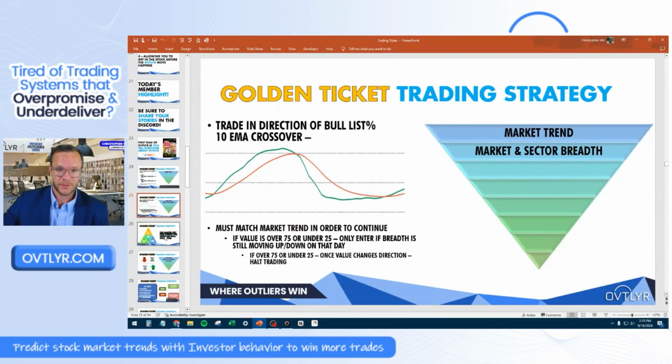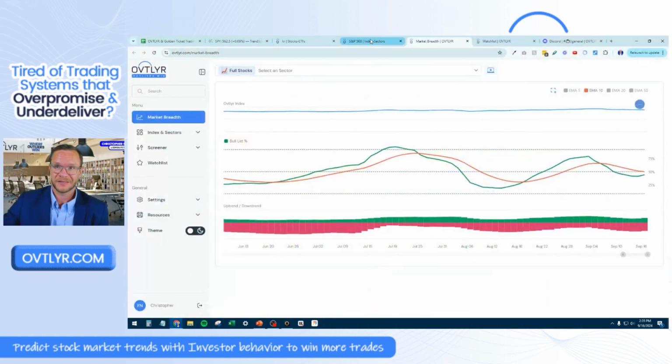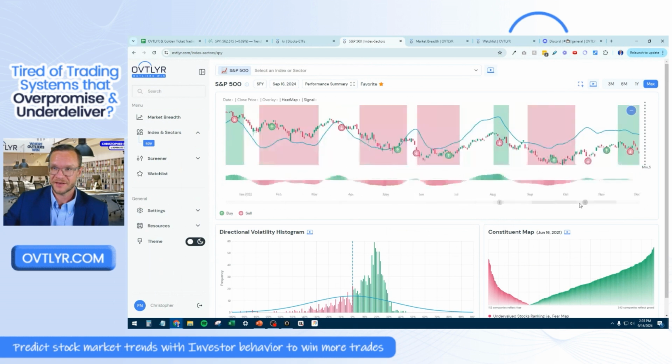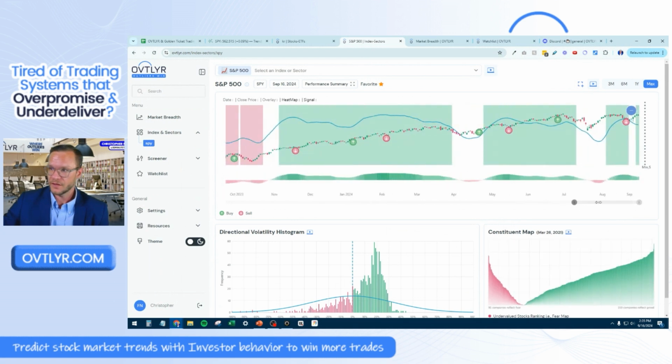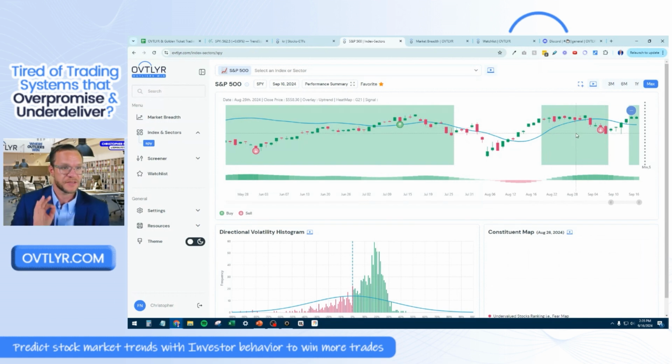But as of right now, when we look at the master key, which unlocks the rest of the trading strategy, the SPY signal is actually set to sell. I forgot that part. Now, one thing to keep in mind, a sell with an uptrend overlay is not a sell to go short. It is a sell to close.